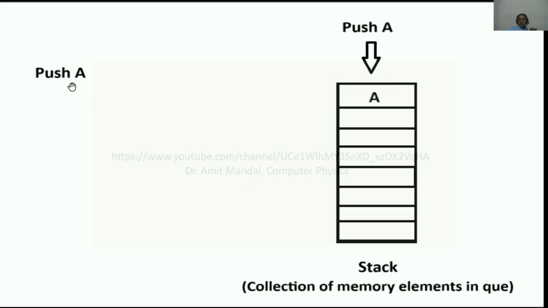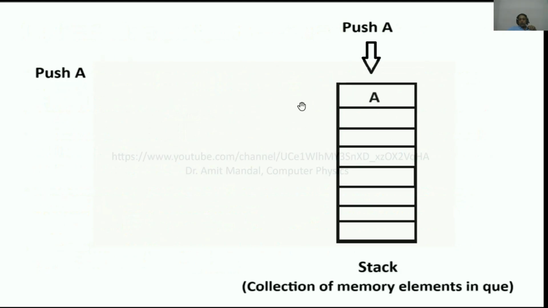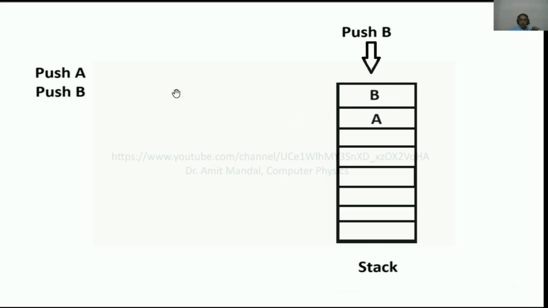Okay. Now instructions are like this: push A, same example I am taking, A plus B into C plus D. So push A, what will be done? It will put the value of A in the top memory element. As I proceed, you will understand. Now next, push B. What will happen? A will be shifted below, and on top B will come.